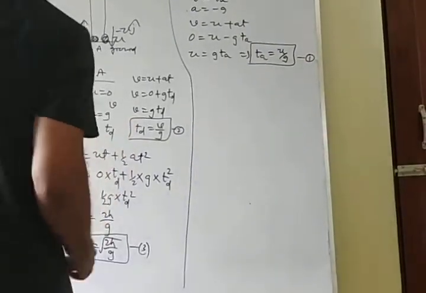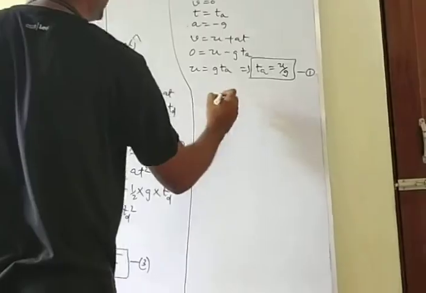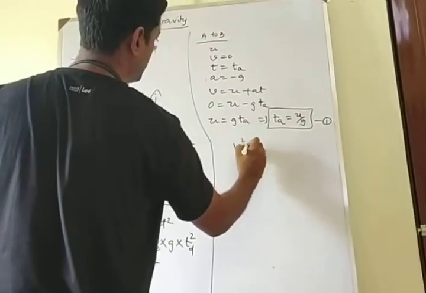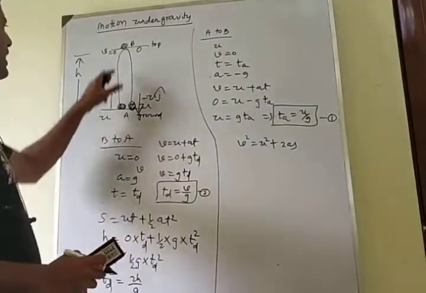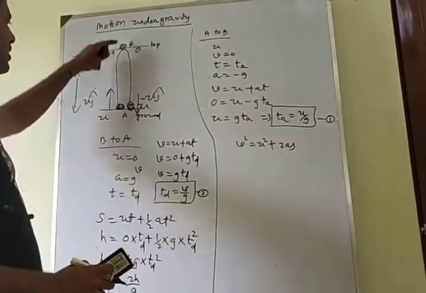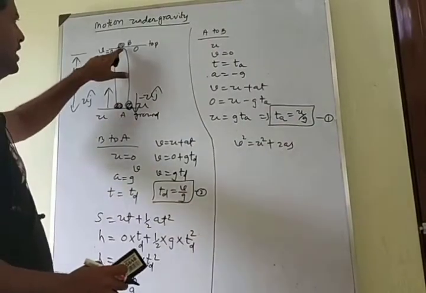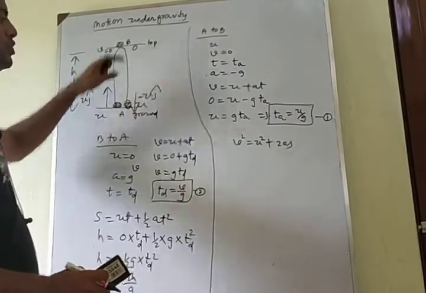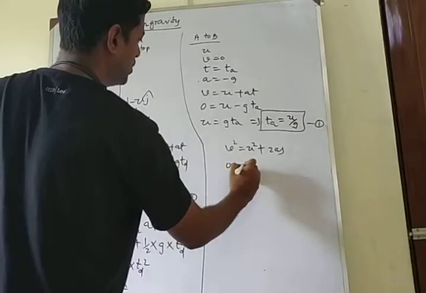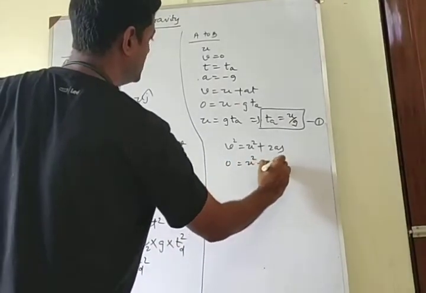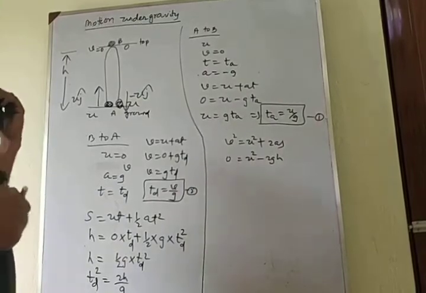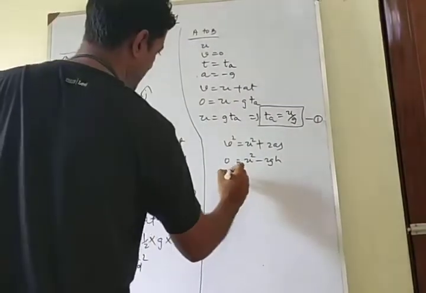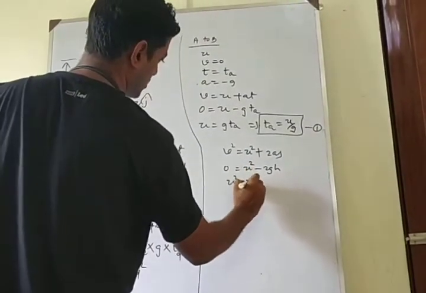Now again I will come back to motion from A to B, and I am going to use the formula v square equal to u square plus 2as. Motion from A to B. I am climbing up with a speed u from A, and when I am reaching B, my final velocity will be 0. So 0 equal to u square minus 2gh. So basically u square equal to 2gh.